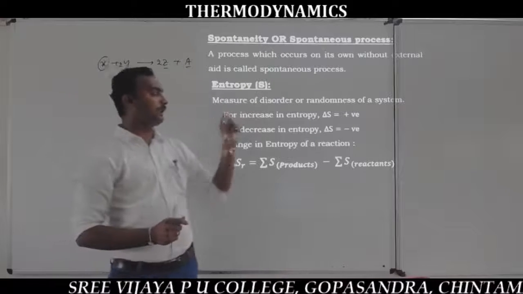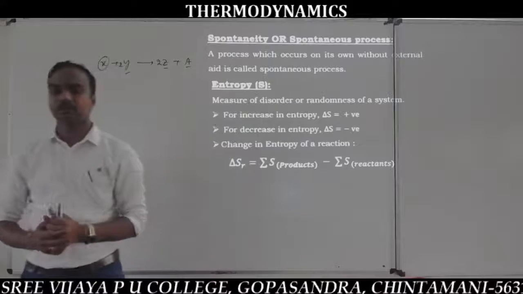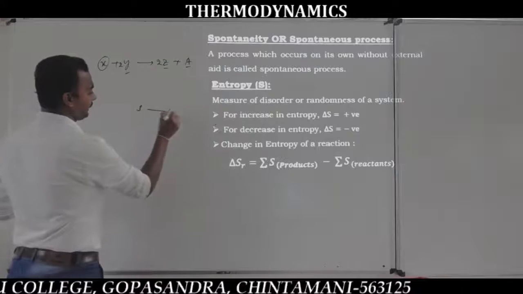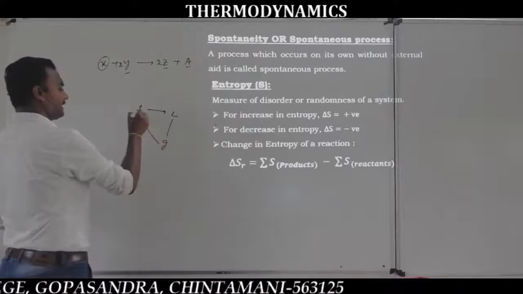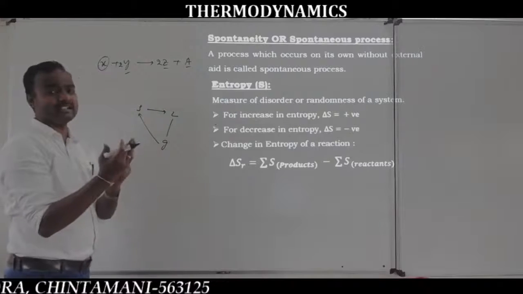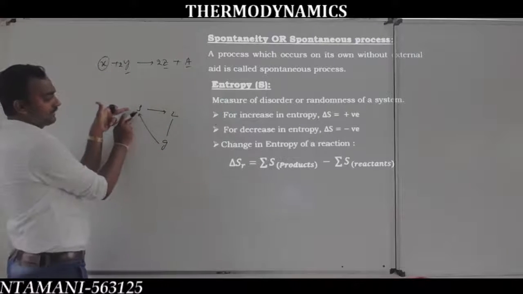And what is the meaning of entropy? Entropy is the measurement of randomness of the system. So for example, say solid to liquid, liquid to gas, again gas to solid. Entropy is increasing, randomness is increasing. Let me explain by using this example.